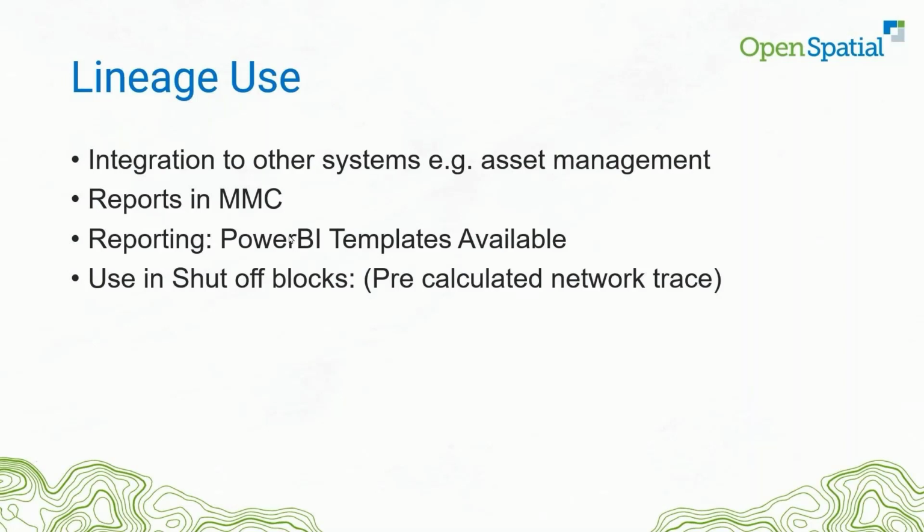Now, that can be quite a lengthy process to run if you need to do it across the entire network. We then use the lineage to say, okay, the last time I ran my shut-off block process was a week ago, and now I want to run this again. We then look at only the inserts, updates, and deletes for that period, and it will only update those shut-off blocks. So we'll recalculate those shut-off blocks for you using the information within the lineage. And that speeds up the whole network trace process.